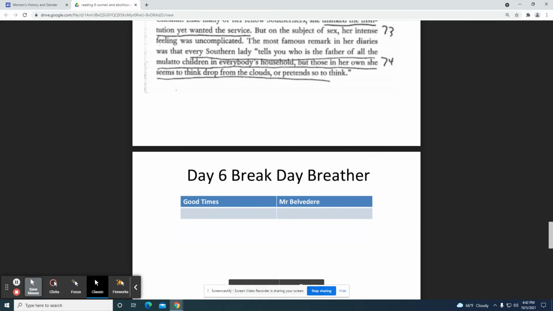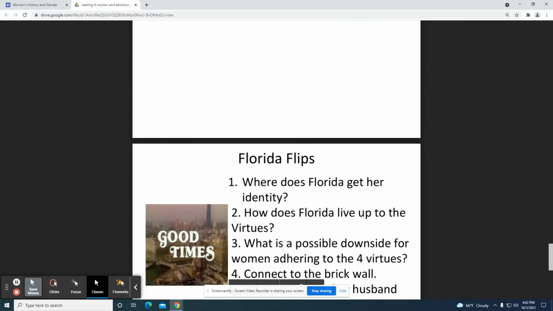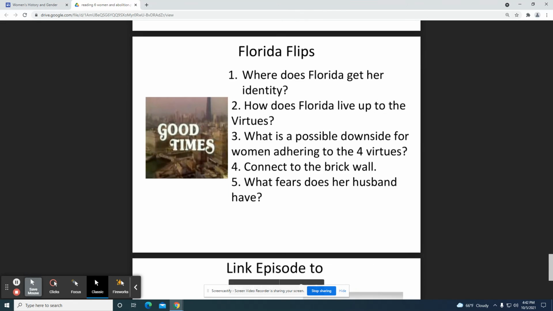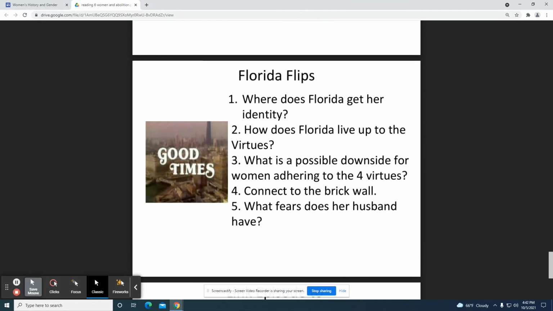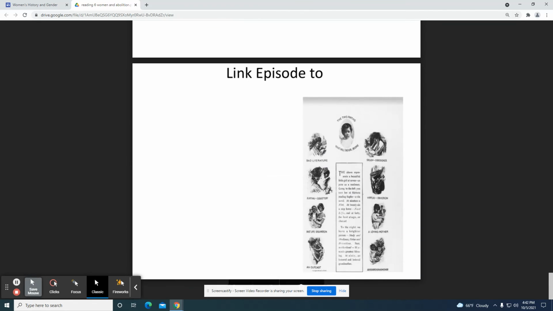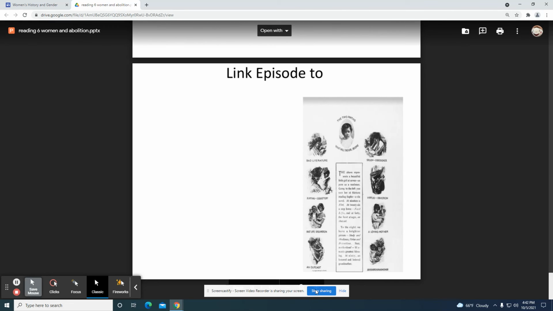And that's the same section there. That's it. So for the remainder of class, we'll be taking a look at this particular episode here and connecting it to the 4 virtues. That's it on Women in Abolition.